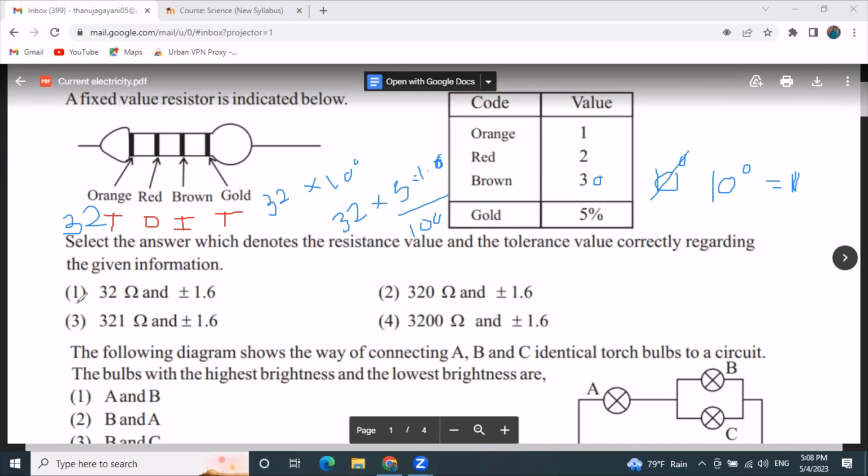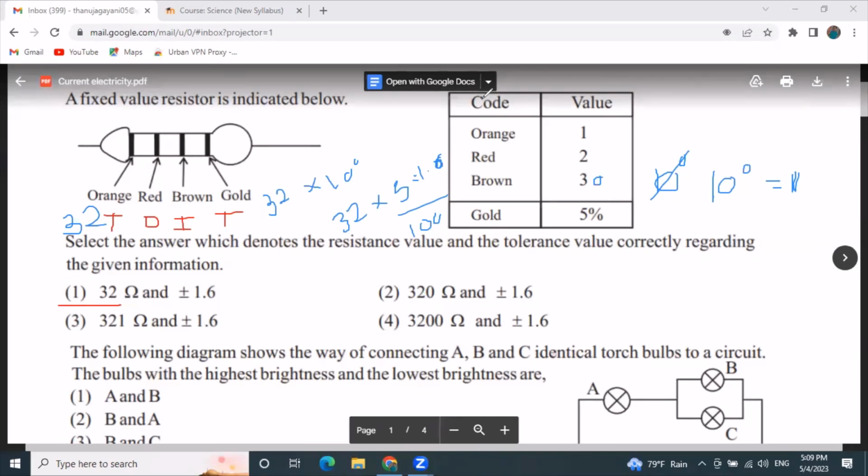The value of this fixed value resistor is 32, and its tolerance value, 32 times 5%, is 1.6. So the correct answer for the first question is the first answer: 32 ohms and 1.6, plus or minus. We know that the tolerance value may be plus or minus. You can correct your answer.